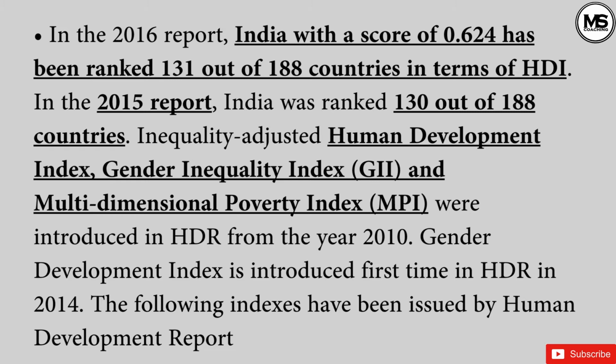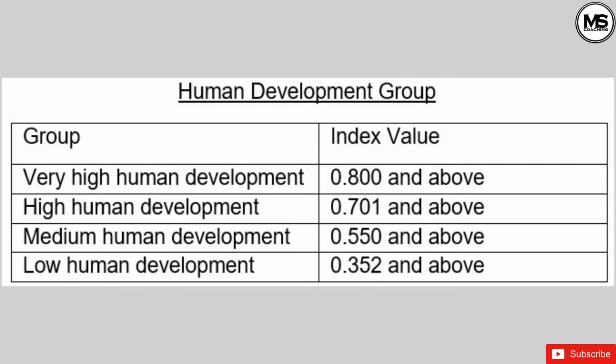The following indexes have been issued by Human Development Report. Human Development Group, index value. Very high human development: 0.800 and above. High human development: 0.701 and above. Medium human development: 0.550 and above. Low human development: 0.352 and above.